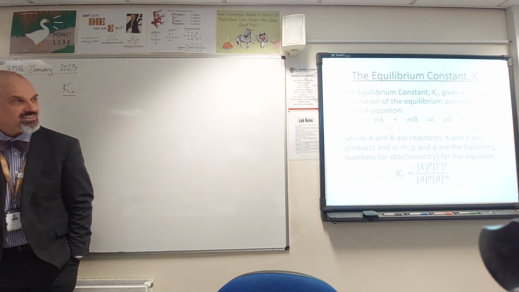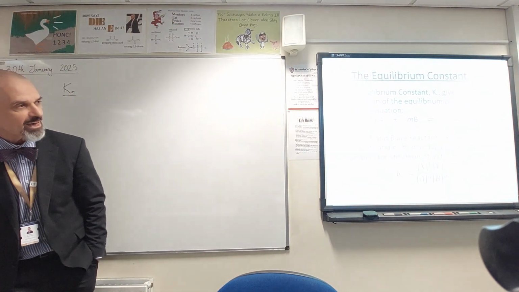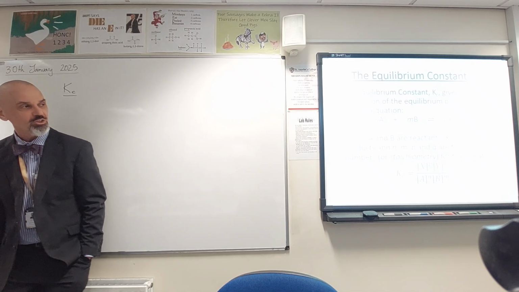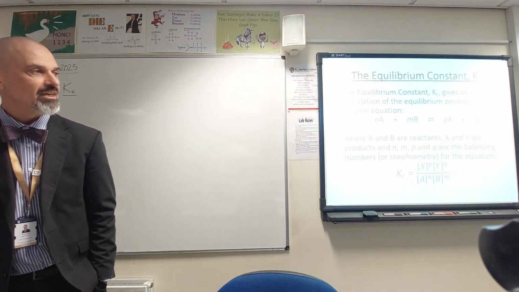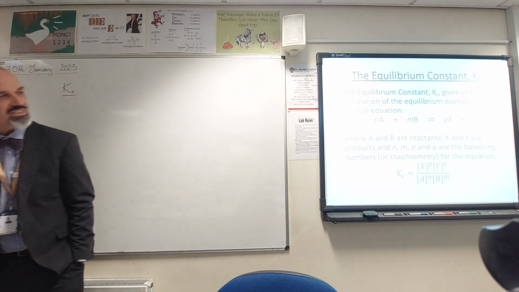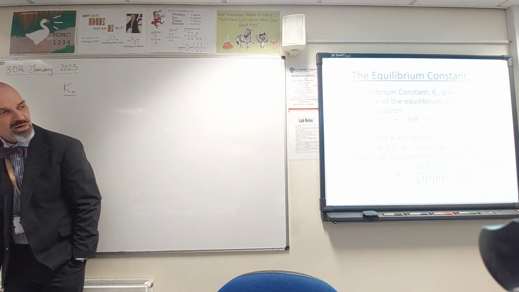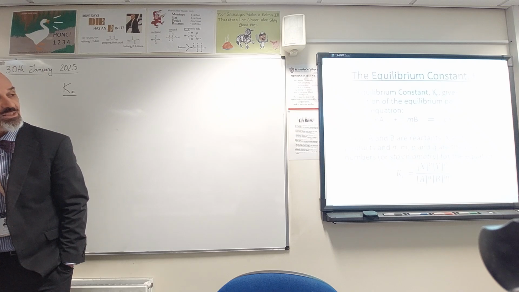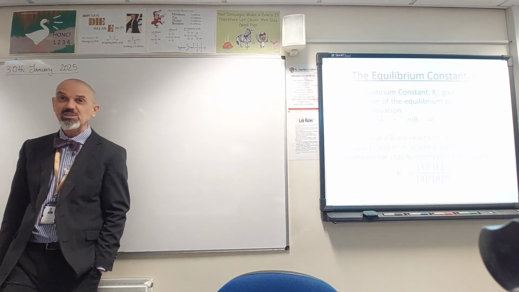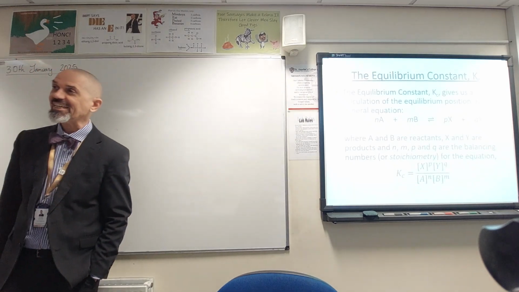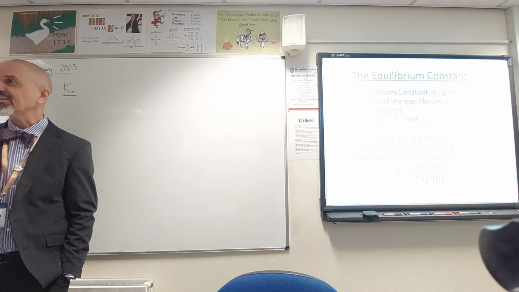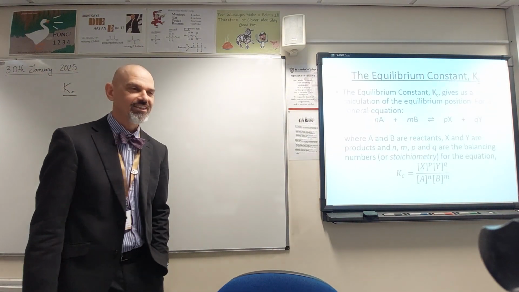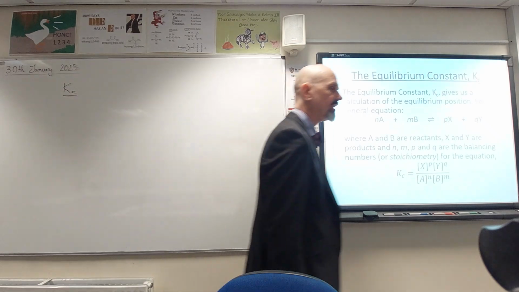When A and B are reactants and X and Y are products, N, M, P and Q are the balancing numbers, or stoichiometry is the fancy word for balancing numbers, then Kc equals concentration of X to the power of P, concentration of Y to the power of Q, over the concentration of A to the power of N, times the concentration of B to the power of M. Yay! Lesson done. Yeah, we've all learned and understood that, so we can move on. Yeah, we need some practice. All right.